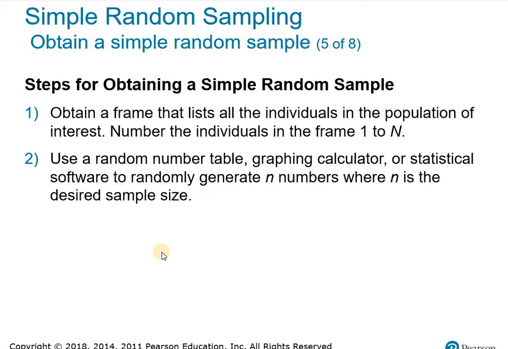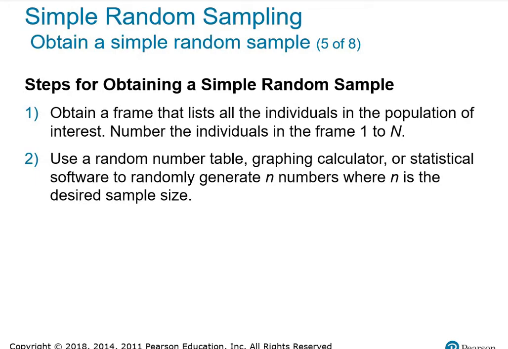First, we need to obtain a frame that lists all the individuals in the population of interest. And then I'm going to number those individuals from 1 to N. In my case, it's going to be from 1 to 5 because I have 5 people in the group. Then I need to choose a software to work with. That could be a random number table or a graphing calculator or a statistical software like Excel. I'm going to generate n numbers where n is the desired sample size. In my case, it's going to be 2 students.